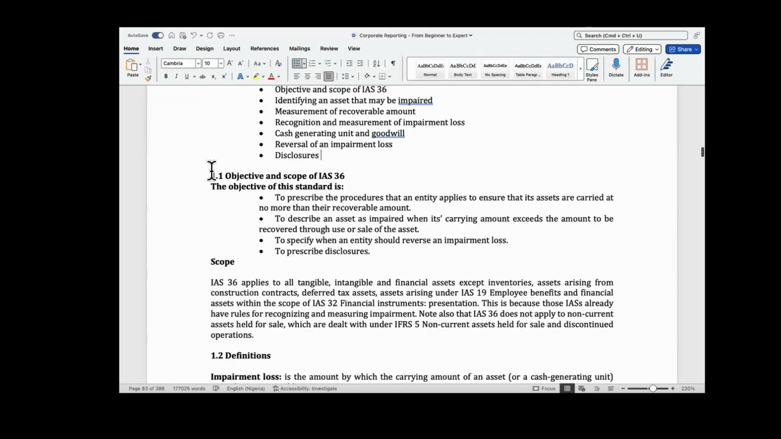So the first one talks about the objective and the scope. The objective majorly is just how to determine impairment. How do you know that an asset has been impaired? And also, we will be learning how to determine recoverable amount and some other key things that this objective is talking about. But you would appreciate this objective after we have properly looked at the main content of this standard.